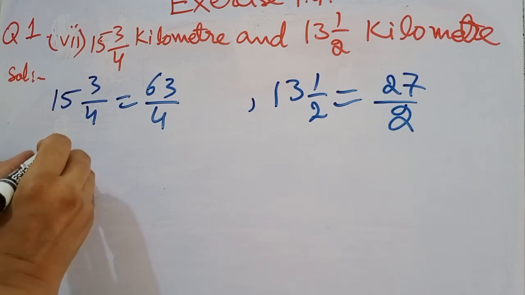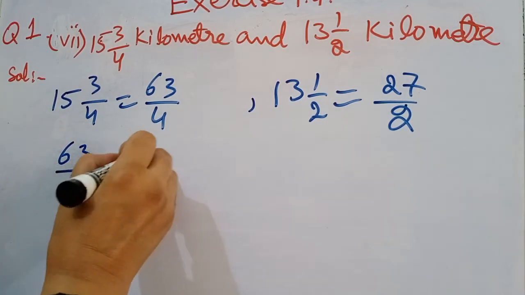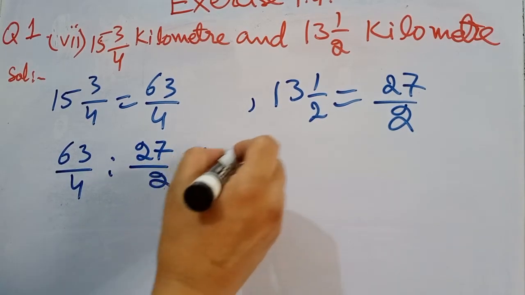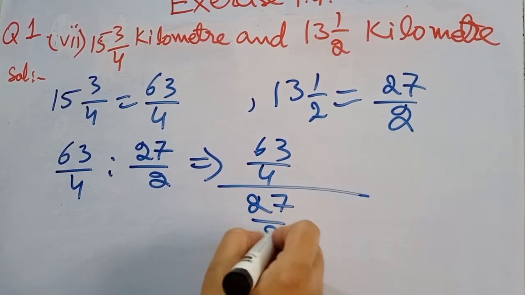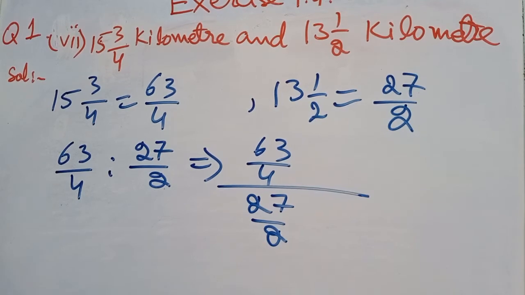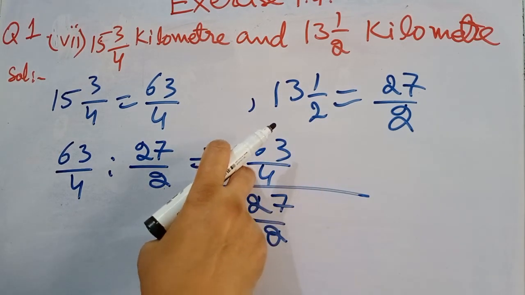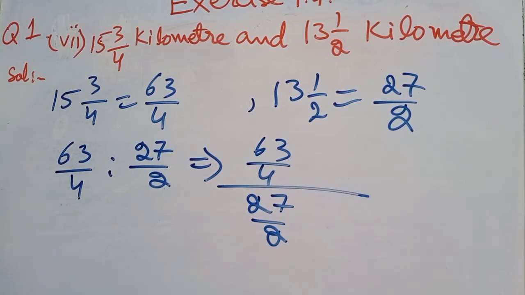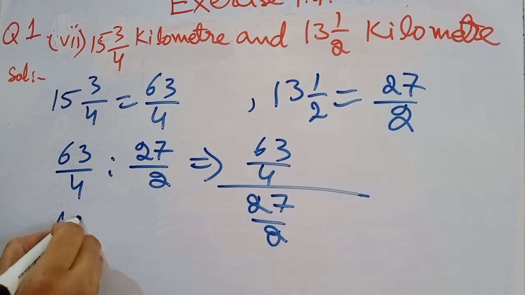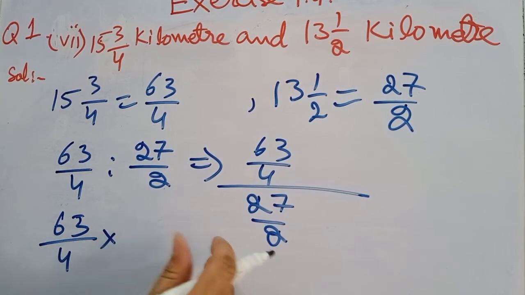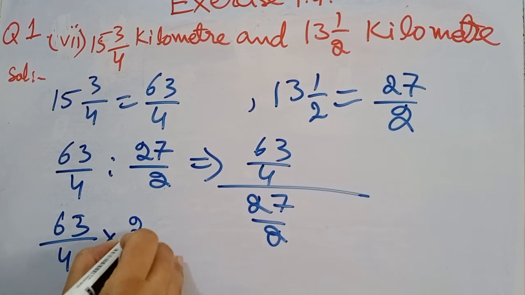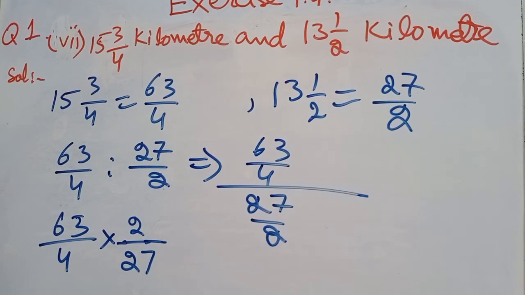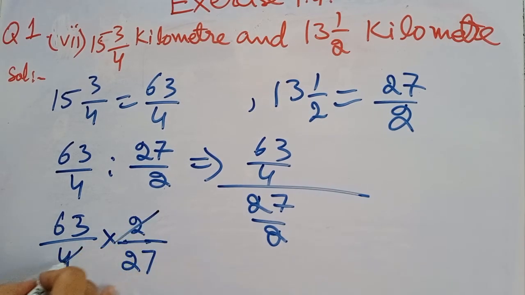We can write it as 63/4 ratio 27/2, which gives us 63/4 divided by 27/2. We can write it as 63/4 multiplied by 2/27. Now we simplify these.